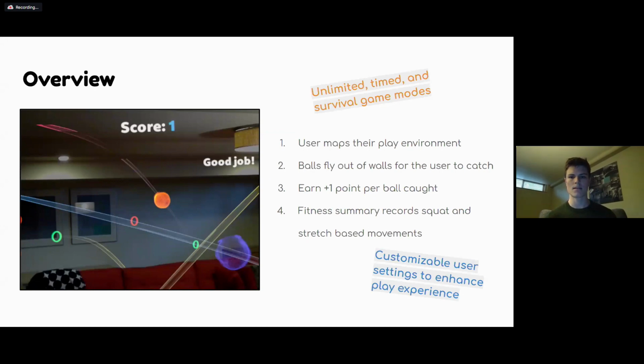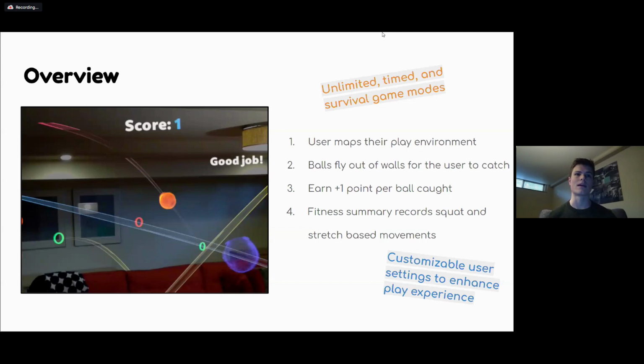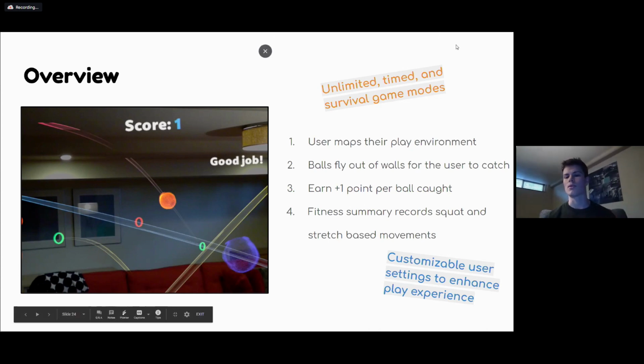Next slide. A bit of an overview of our game. The basic idea is to catch balls as they fly around the room. When the user loads the application, they'll be asked to map their environment. It creates a mesh of the walls, and a mesh of the couch, tables, chairs, all of which construct the play environment for the game. Then when they press play, balls will begin to fly out of the walls for the users to catch, and they earn 1 point per ball caught.